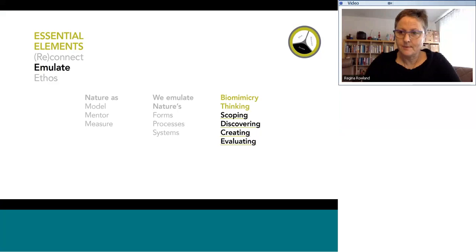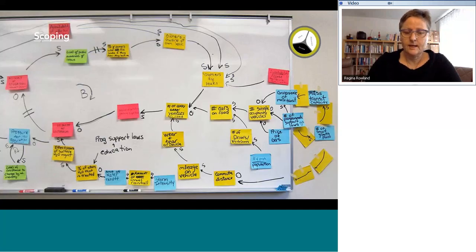The biomimicry thinking innovation process has 4 phases: scoping, discovering, creating, and evaluating. So I'll be introducing you to each of those 4. Scoping starts with trying to understand how the problem is created, what the elements are that feed into it, how these elements are interrelated, and who the actors are in the system, in order to determine where leverage points are. Leverage points are opportunities for interaction, for applying a solution that has an optimal effect.